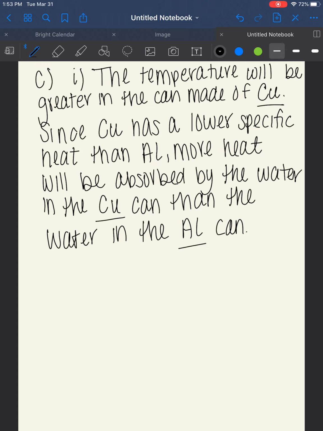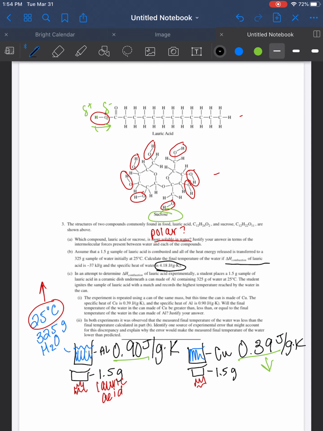Okay, so it says the temperature will be greater in the can made of copper, so that is my correct answer. And then I need to provide a proper justification. So it says since copper has a lower specific heat than aluminum, more heat will be absorbed by the water in the copper can than the water in the aluminum can. Okay, so that's my answer for letter C part 1.